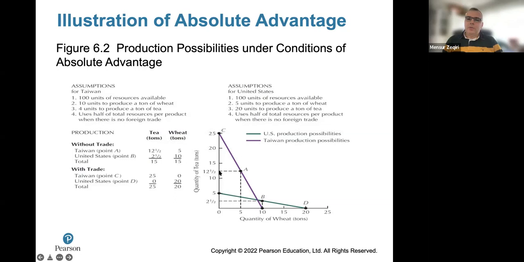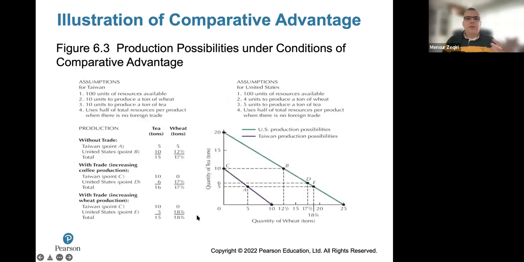The same thing with Taiwan. If they would like to produce more tea, they would have to give up these 5 tons of wheat to produce 25 tons of tea in this case. So this is how countries can use or leverage this absolute advantage.